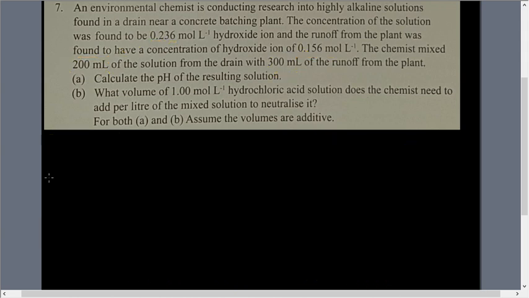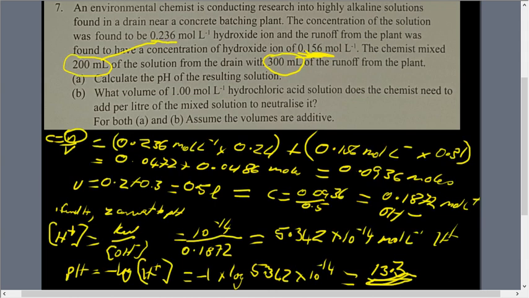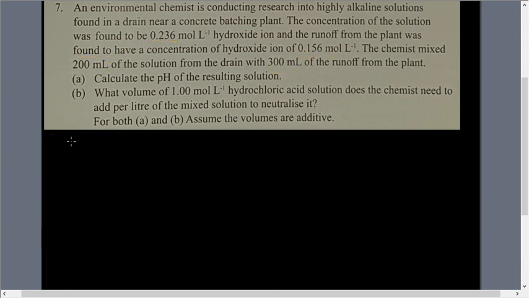Let's have a look at the second part of the question. We're asked in B, what volume of 1 mole per litre hydrochloric acid does the chemist need to add to the mixture to neutralise it? Neutralisation is very, very simple. Hydrogen plus hydroxide ion is going to make H2O, and neutralisation occurs when those two numbers are equal. So what we need to make neutral is exactly the same number of hydrogen ions as hydroxide ions.